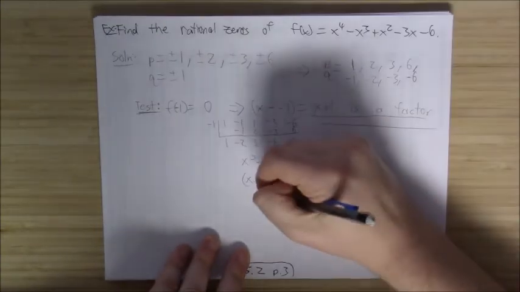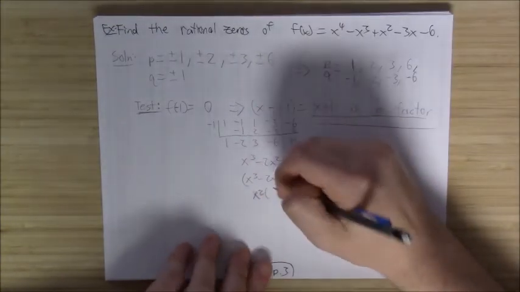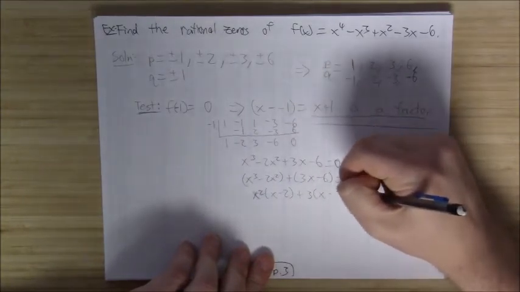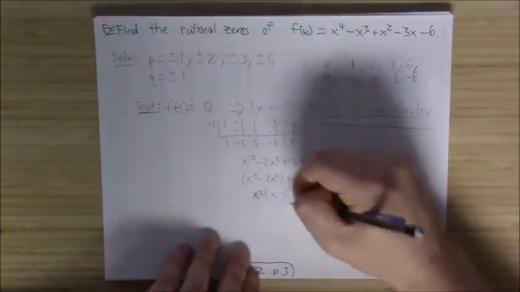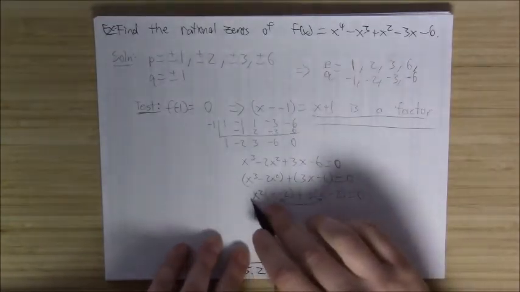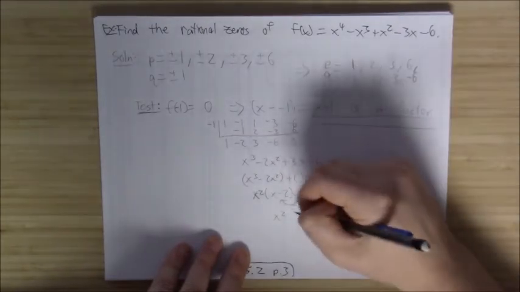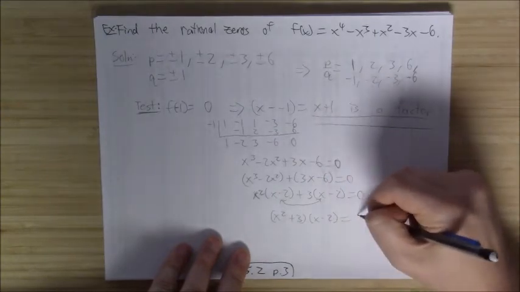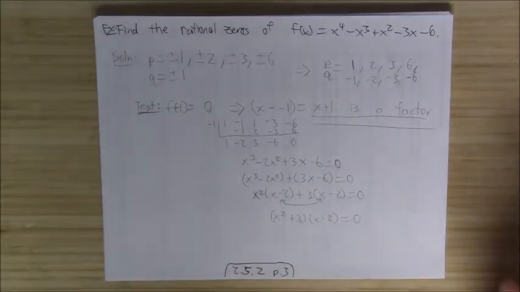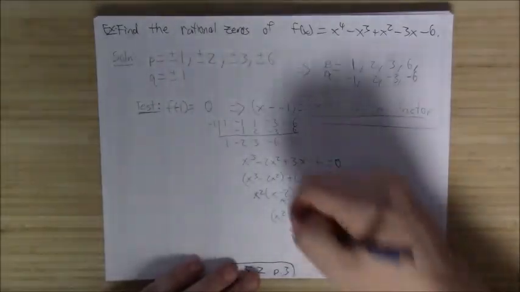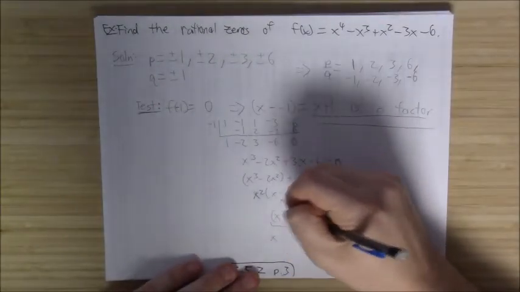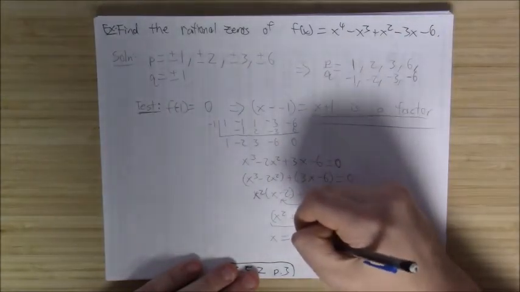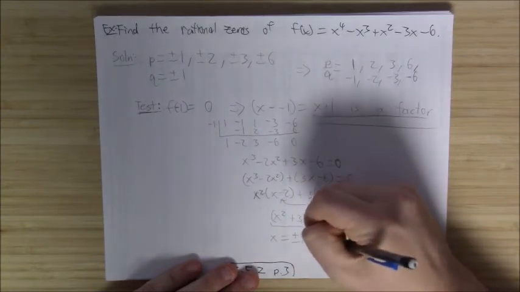Here, common factor x squared, x minus 2, plus, pull out a 3, x minus 2, and hey, those are the same. Because those are the same, we can now pull them out as a common factor: x squared plus 3, and then the common factor, x minus 2. This is going to give us the zeros x equals plus or minus square root of 3i.